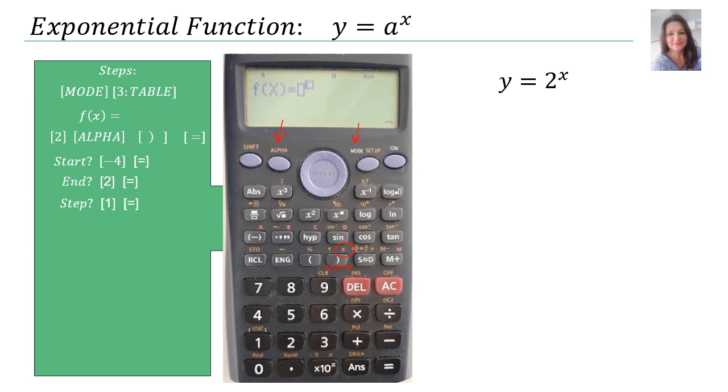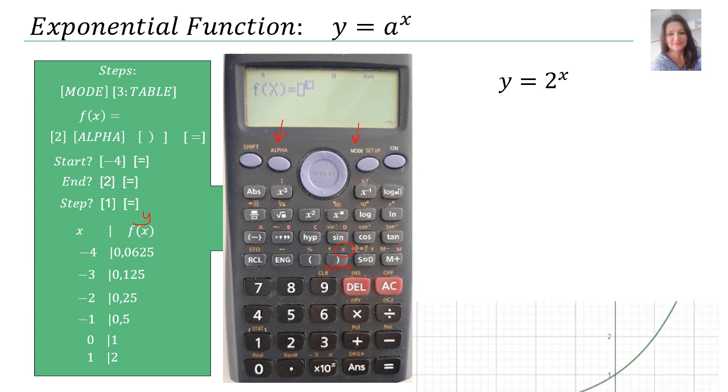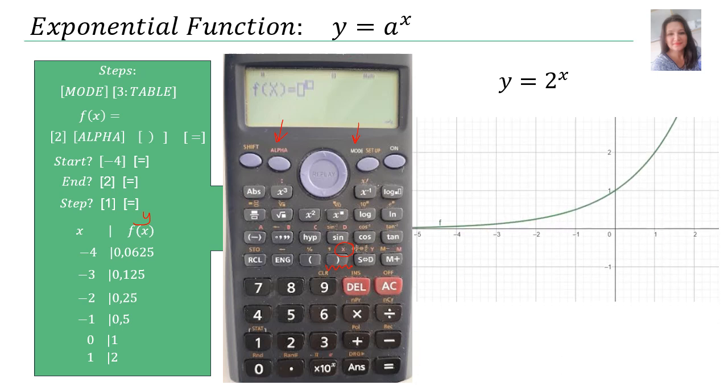That means the distance between your two x values. And then your calculator gives you the answer. So there's on the left hand side an x, and on the right hand side f of x, which means y. And then the coordinates, -4, 0,0625. So those are the coordinates that you're going to plot. -3 and 0,125, -2, 0,25, -1, 0,5, 0 and 1, and 1 and 2. And then when you plot your graph, this is what you get in the end.